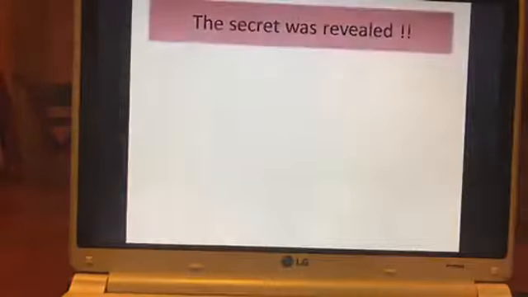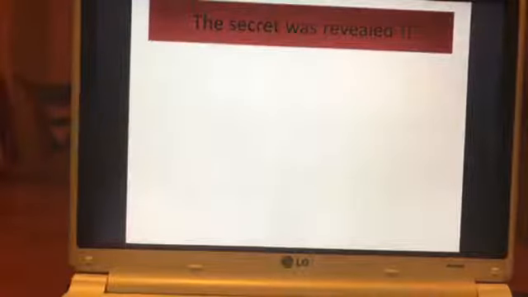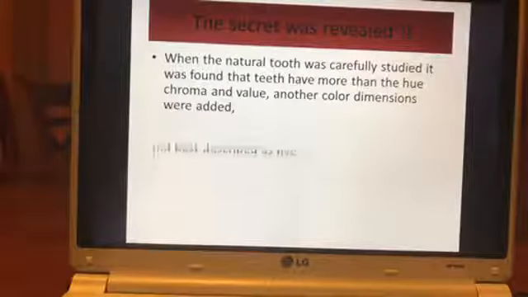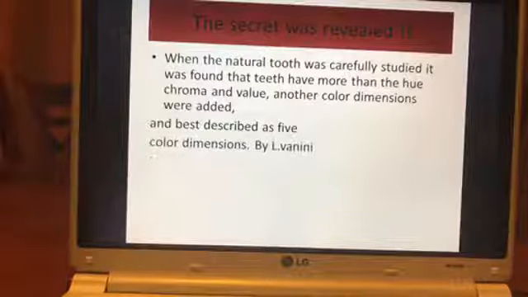So finally the secret was revealed in 2001 by the article of Dr. Lorenzo Vanini from Italy, The 5 Color Dimensions.